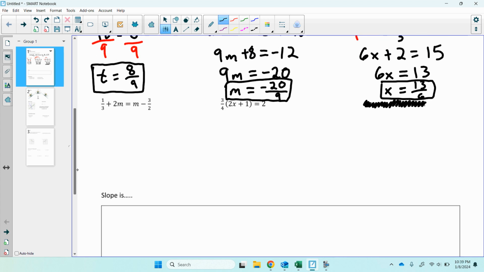All right, 2 more here. This one, it looks like we have both a 3 and a 2 in the denominator. So least common multiple there might be 6. Distribute to all 4 terms. This is 2 plus 12m equals 6m minus 9.